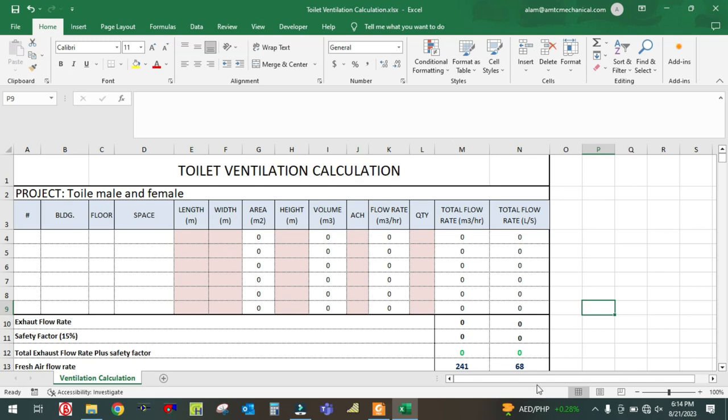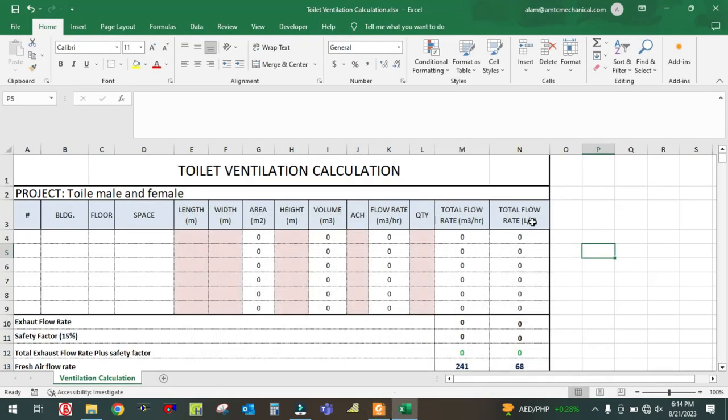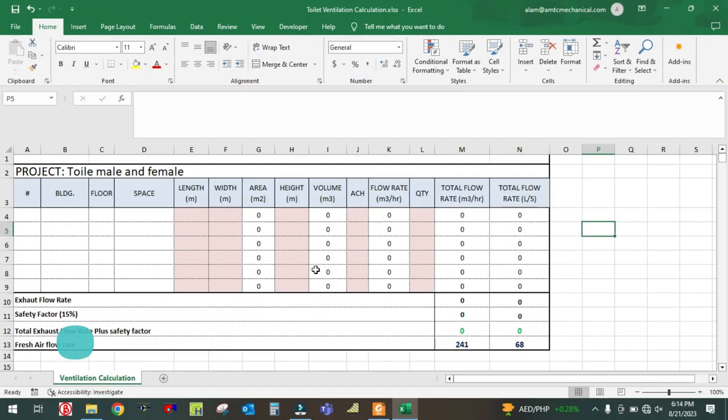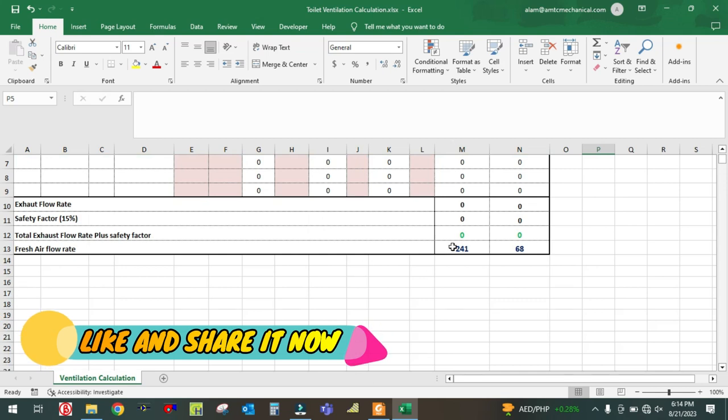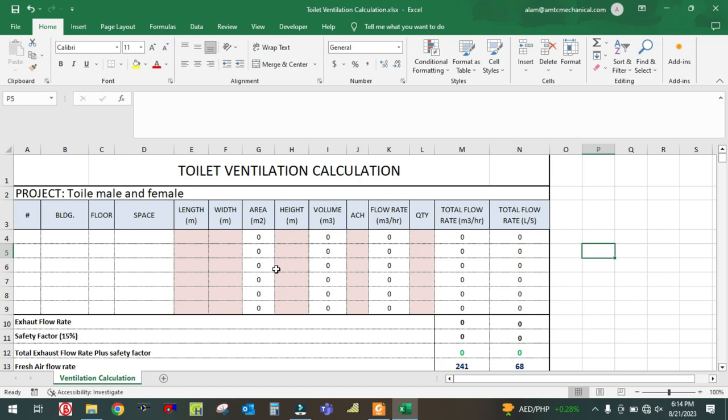So today in this tutorial I am going to teach you how to calculate a toilet ventilation system. This is very easy to calculate. I have made one Excel sheet just to calculate the toilet ventilation system. Simply enter the values here and you will get the answer, so you will get the required airflow.